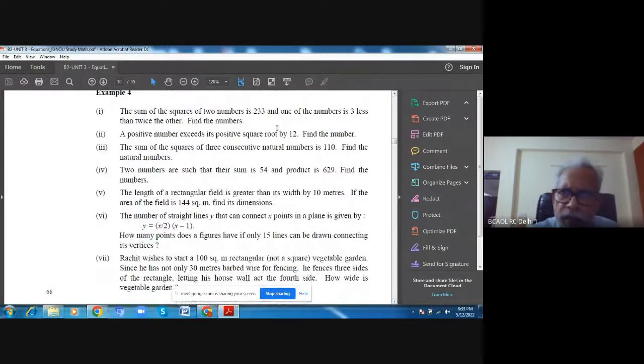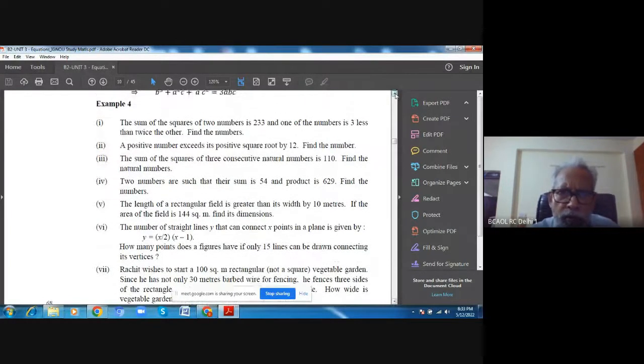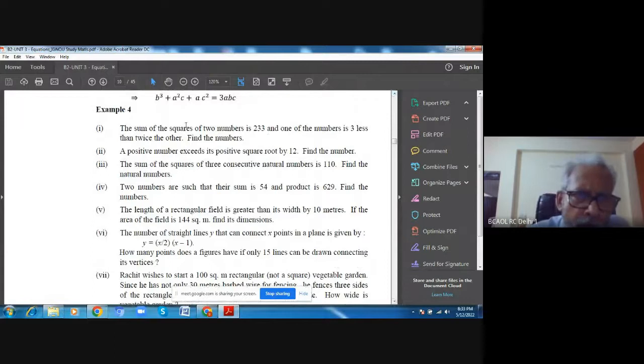Okay, let's see how it goes. Now, the sum of the squares of two numbers is 233, and one of the numbers is 3 less than twice the other. Find the numbers. So this is another type of quadratic equation problem where you have to find the numbers, and the condition is given: the sum of the squares of two numbers is 233.